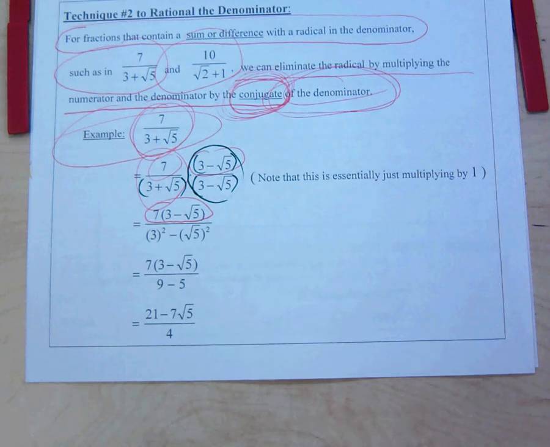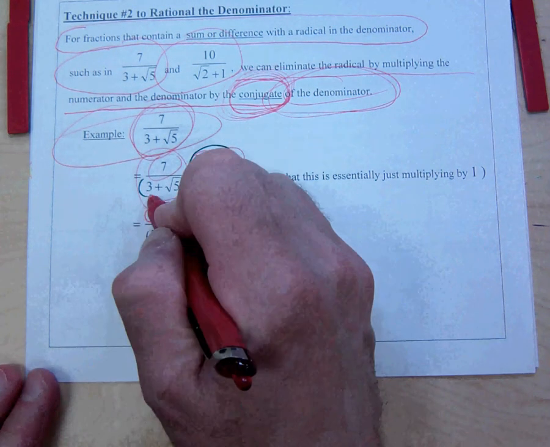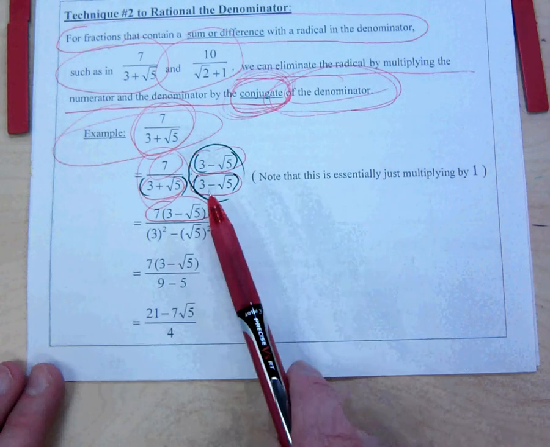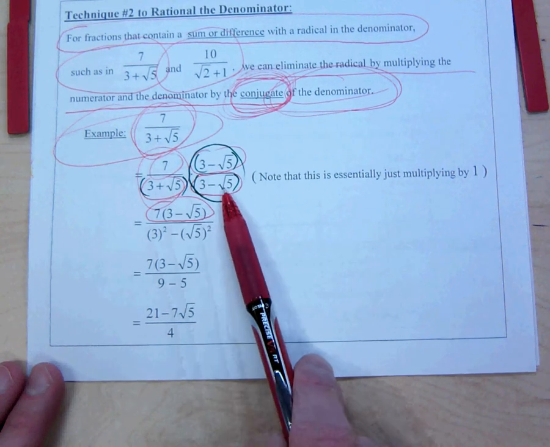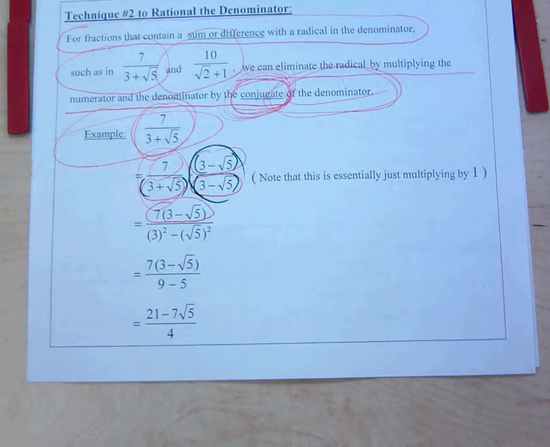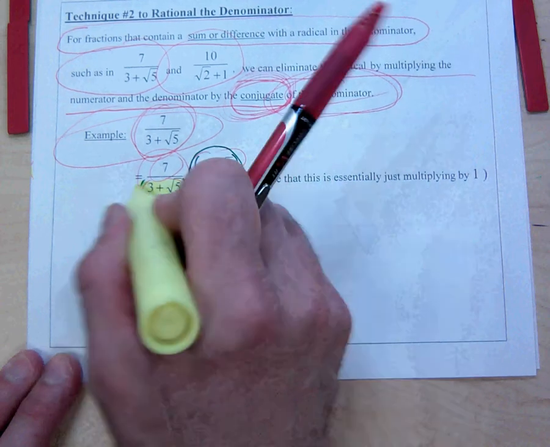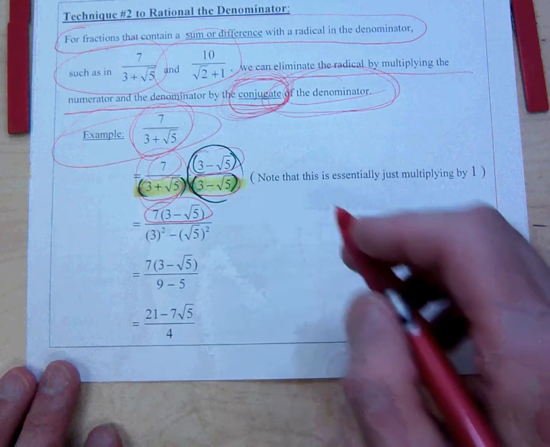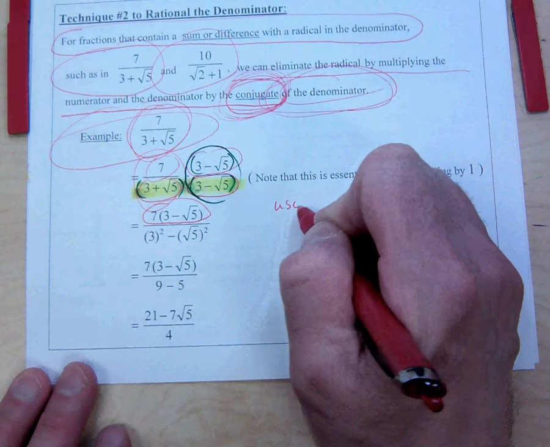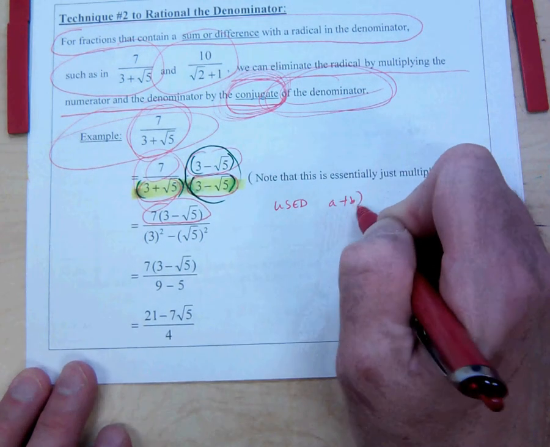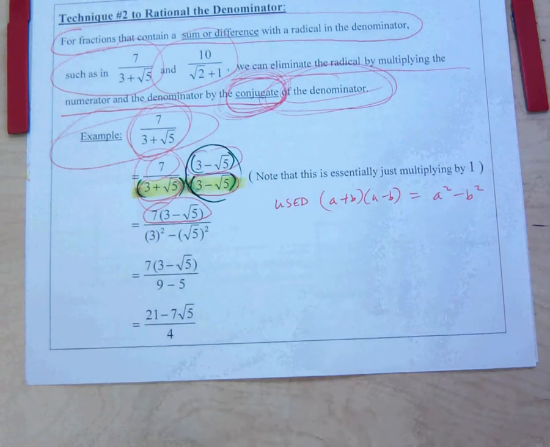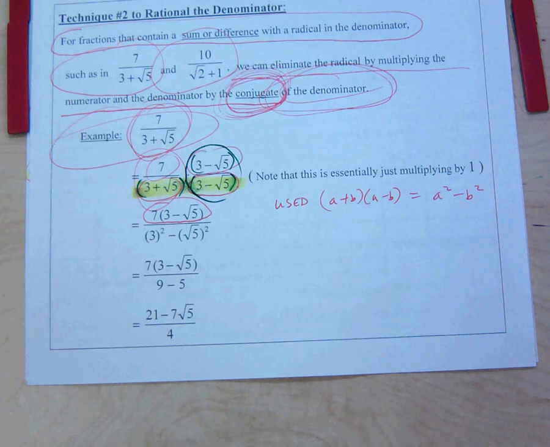Now in the bottom, isn't this in the form a plus b times a minus b? And what does that always multiply into? A squared minus b squared. So what I did there is I used the fact that a plus b times a minus b turns into your a squared minus your b squared. Are you with me or not? Come on, guys. You're not going to think it's funny when you're losing points.